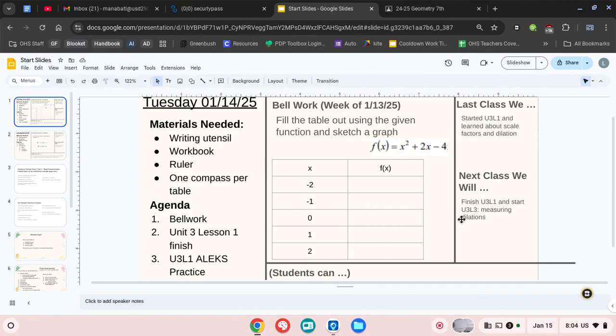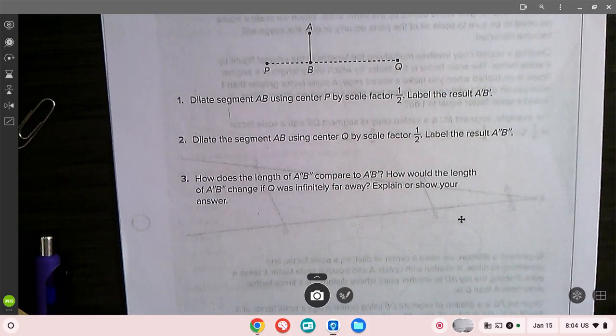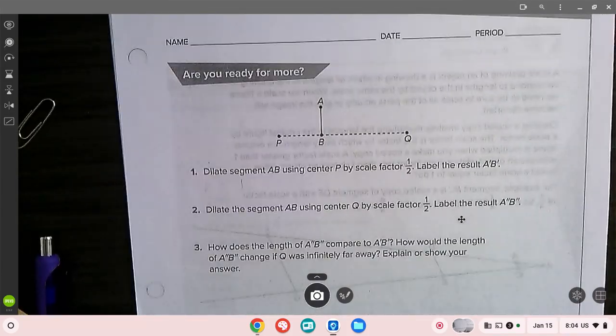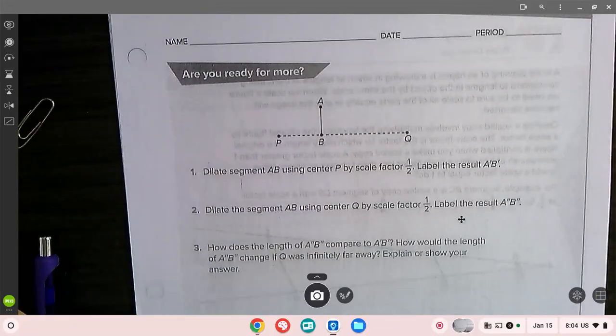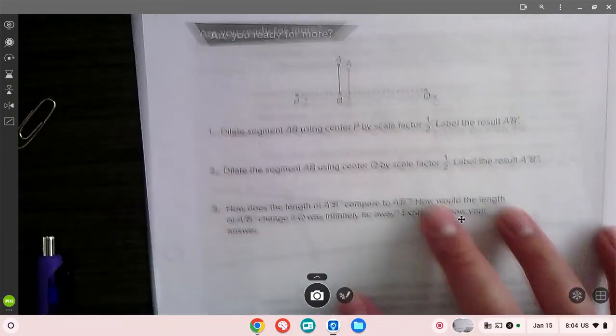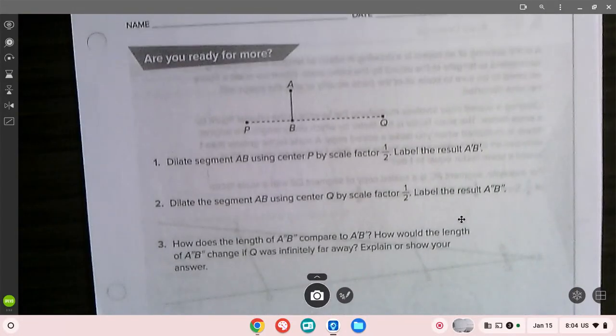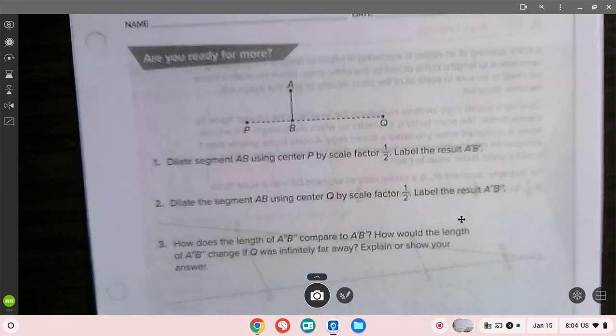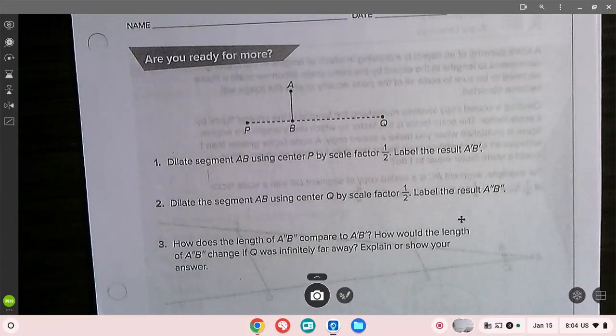If you could please turn your book to page 311 for me. Once again, we are on page 311. We're going to be doing Are You Ready for More? You're going to need your ruler in hand, and your writing utensil as well. So if you could please get those next to you.